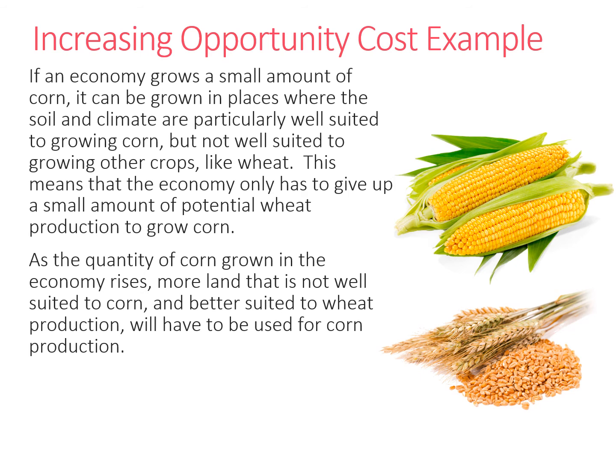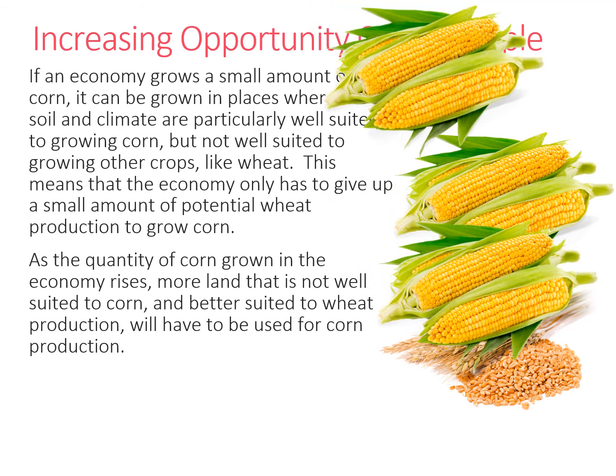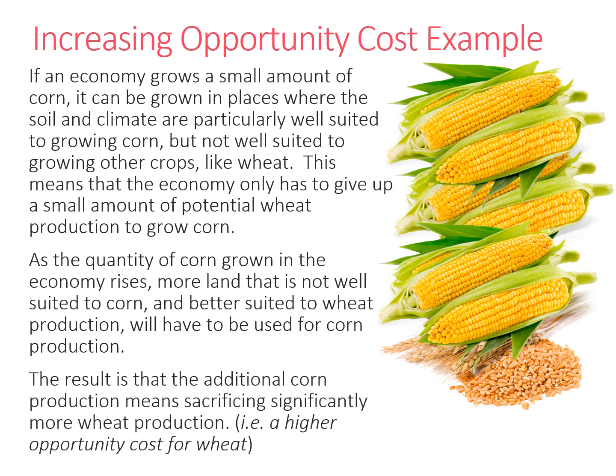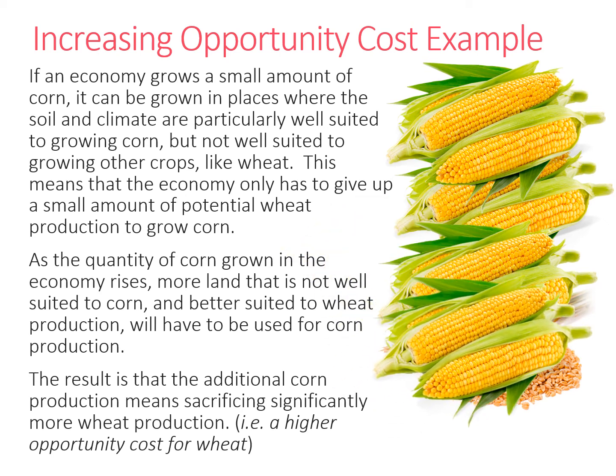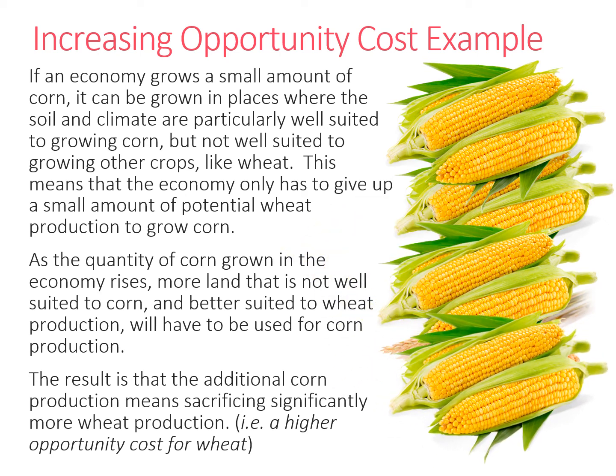But as the quantity of corn grows in the economy, more land that's not well suited to corn and better suited to wheat production is going to have to be used for corn production. The result is that the additional corn production is going to mean sacrificing significantly more of our wheat production. In other words, at some point we might not have any more wheat and all we've got is corn. And that's a big cost because the corn's not going to be great quality. It's being grown in a place that's not good for corn. And at the same time, we have zero wheat. So we've gone from having sandwiches and some corn chips to having corn chips only because now we have no wheat. This is what it looks like on a graph.